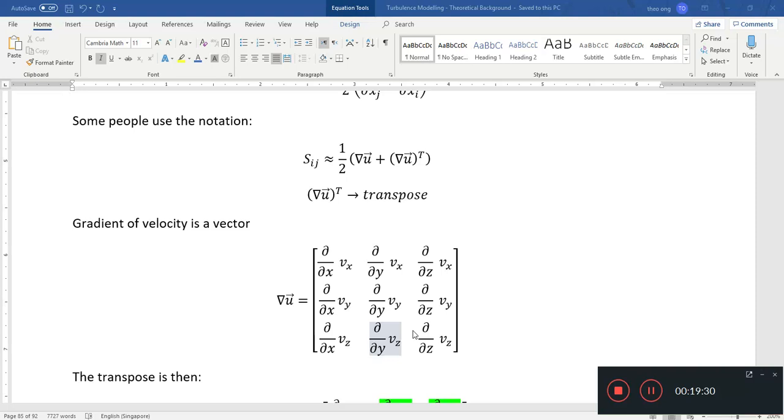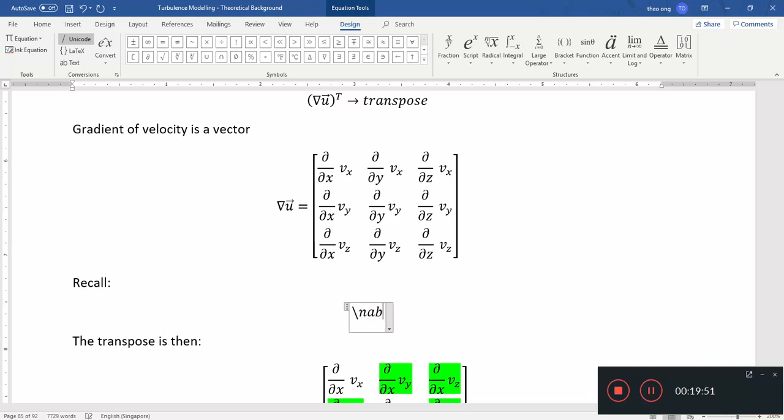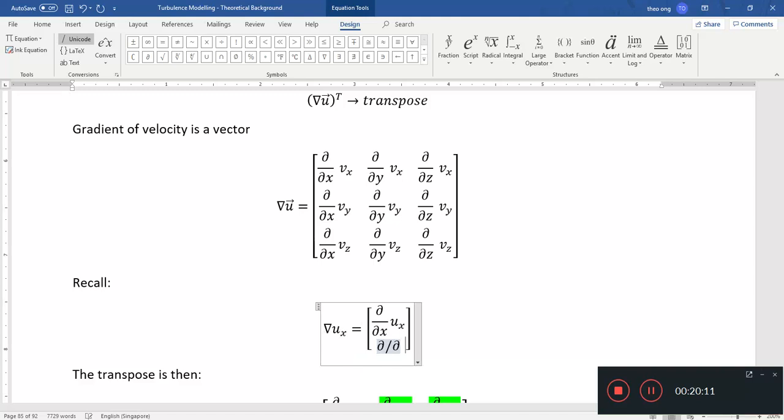If you remember your multivariable calculus, it's usually the del by del x, del by del y, and del by del z. So let's say you have a gradient of something, let's say the u velocity, the x velocity, for example. You have a partial by partial x of the ux, partial by partial y of the ux, and then partial by partial z of the ux.